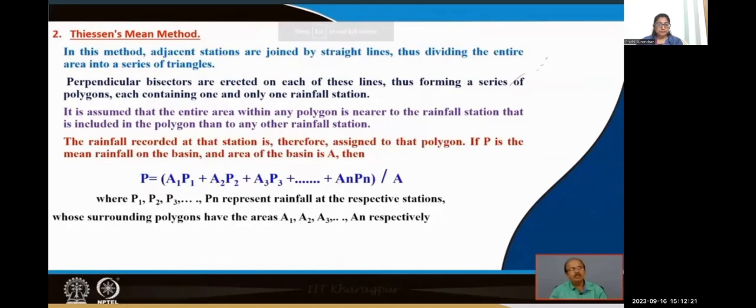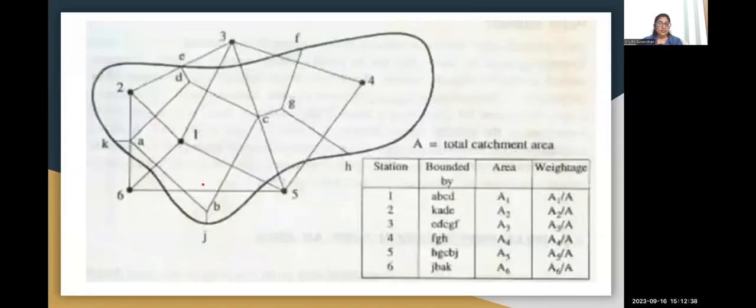Then finding the sum of the product of these two values and dividing it by the entire area will give us the mean rainfall. So this is how Thiessen's mean method is used. It takes into consideration the area, giving some weightage to the area of the basin also, unlike the arithmetical mean method.